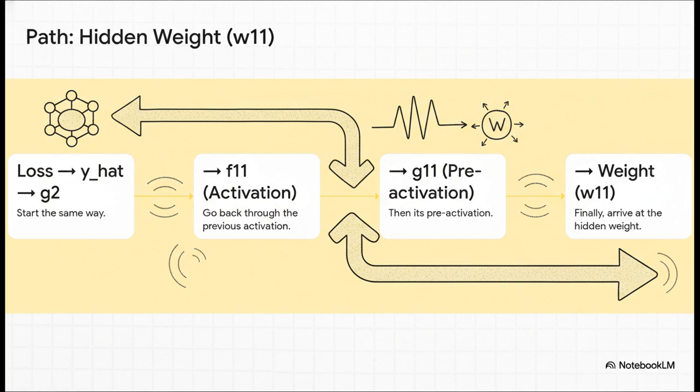But check out what happens for a weight that's buried deeper in the network, something like W11. Suddenly, the path gets a lot longer. We have to trace that error signal all the way back from the final loss, through the output neuron, then back through the hidden neuron's activation, and then its pre-activation before we finally get to the weight we want to update.